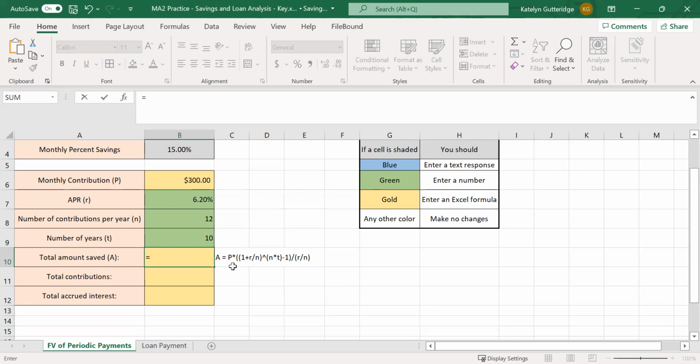Then we need the P value. The P value is representing the monthly payments into this account. So on this Excel sheet, they're talking about our monthly contributions. This is my $300. So I'm going to click on that 300.